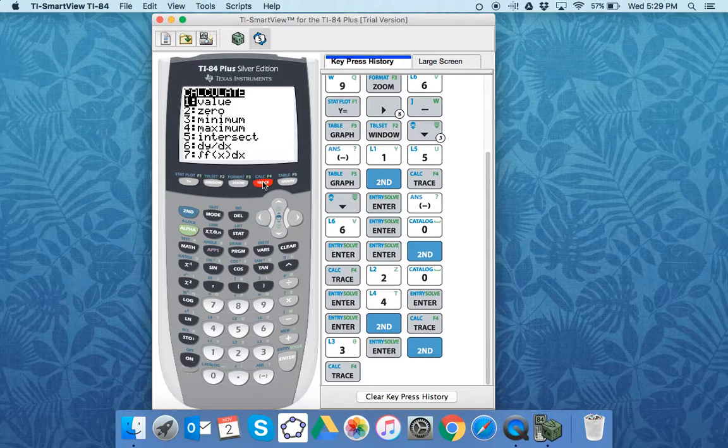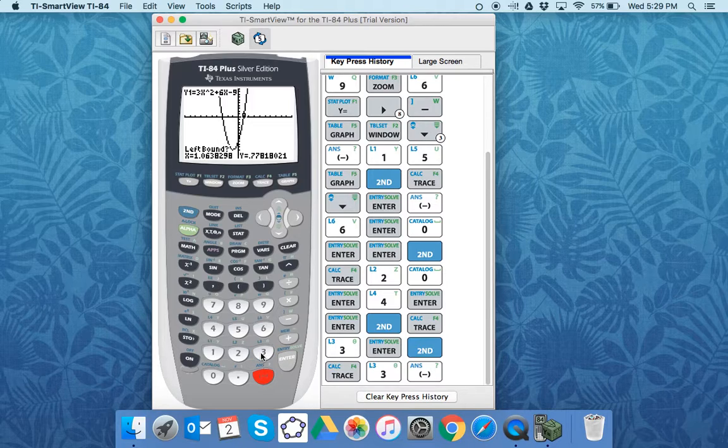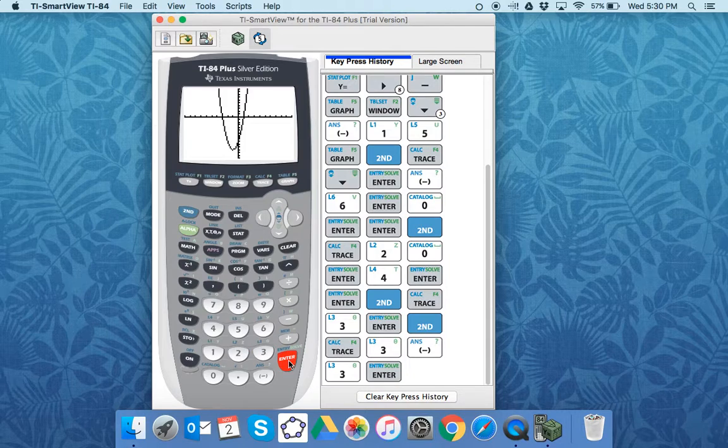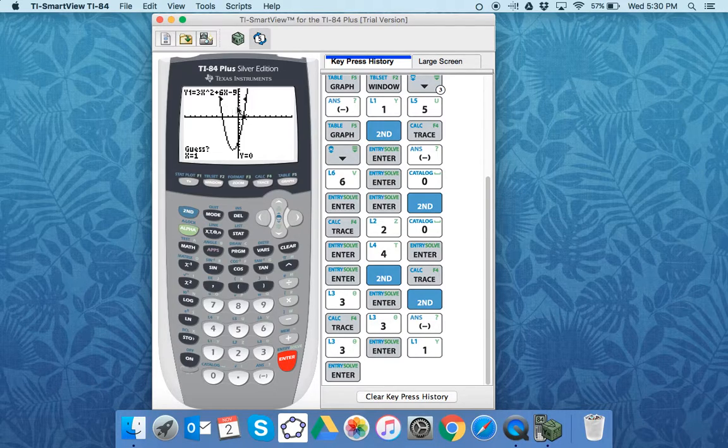Second calc. And then I'm going to do a minimum. And, oh, it needs my left bound, so I'm going to say negative 3. And then my right bound would be positive 1. So look somewhere between negative 3 and positive 1, somewhere you should find that minimum. And, you know, it's giving us this because of the pixelation, but it's negative 1, negative 12, which is what you guys found on your test.